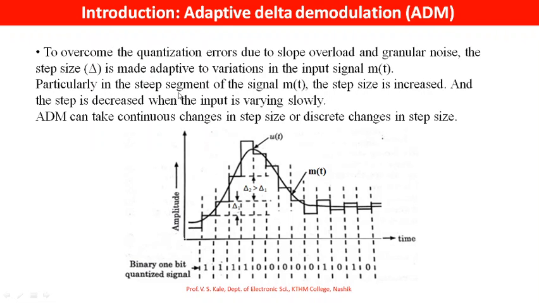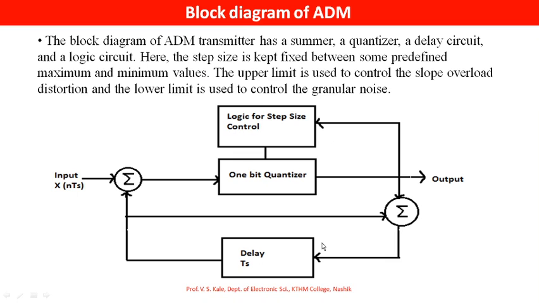Particularly in the steep segment of the signal m of t, step size is increased. Observe here in the figure, step size is increased, and here when slowly varying is there, step size is decreased. ADM can take continuous changes in step size or discrete changes in step size. Now here the binary 1-bit quantized signal is represented here 1 1 1 as it is increasing, and when it is decreasing 0 0 0. So we are getting more accuracy as compared to delta modulation.